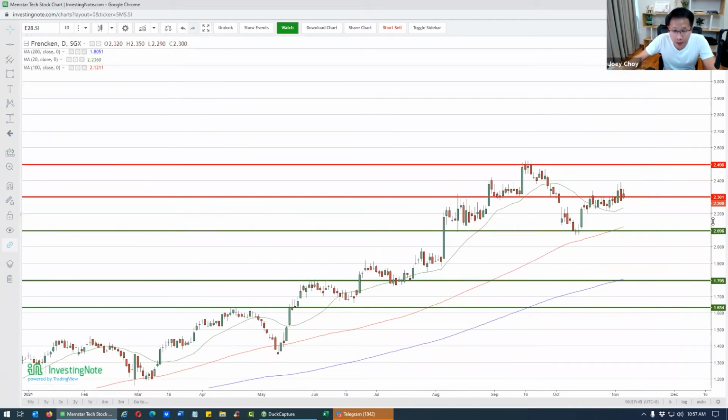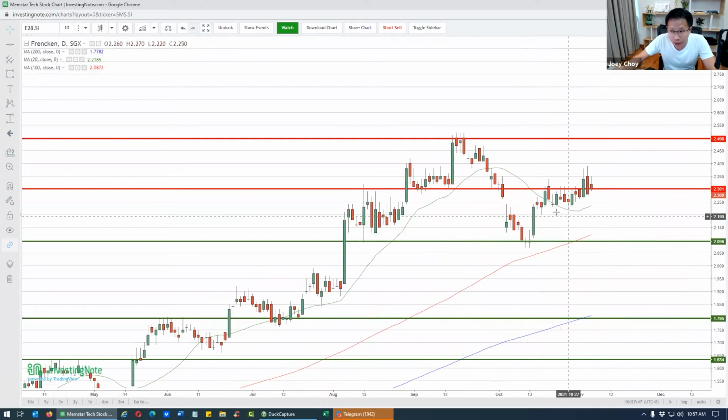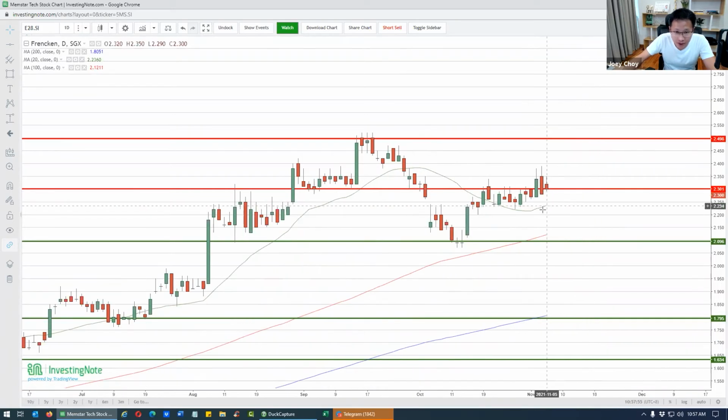The green line, right, is pretty much what we call the short-term 20 days moving average, right? You can see the prices break above this green line, and this green line, the 20 days moving average, is starting to turn up, right? So that's a good sign of the shorter term trend turning up as well, right?